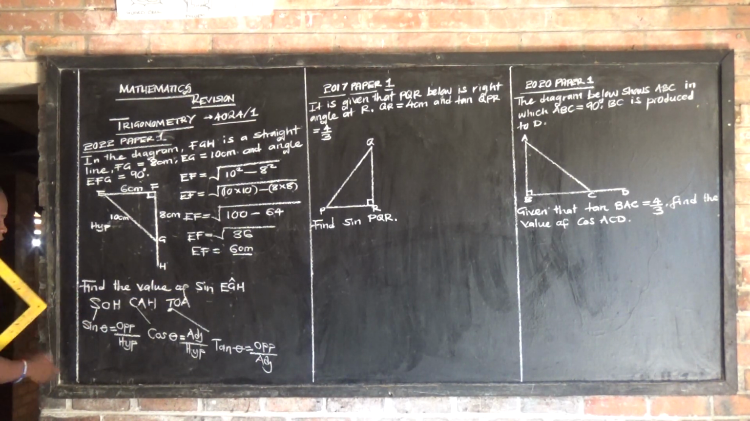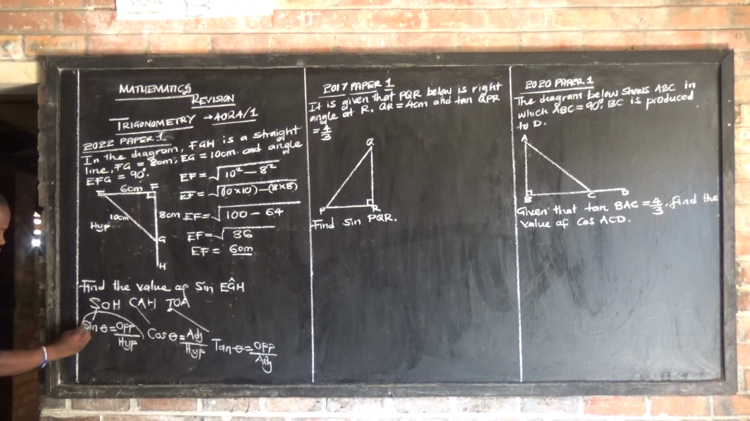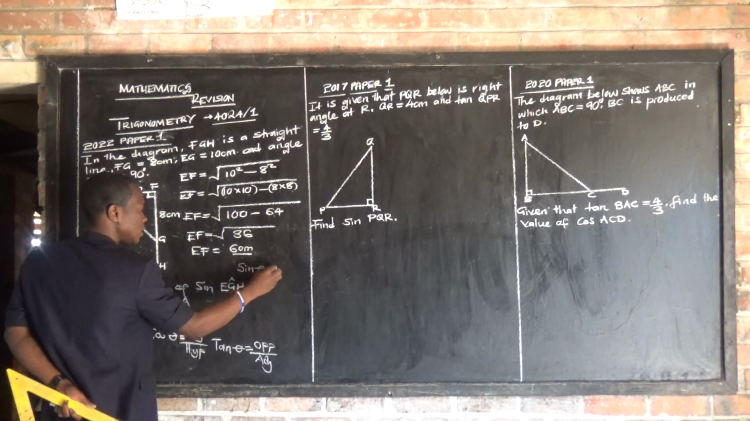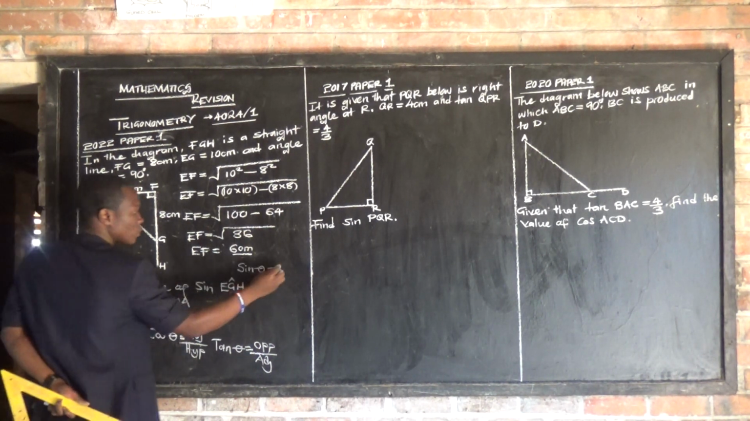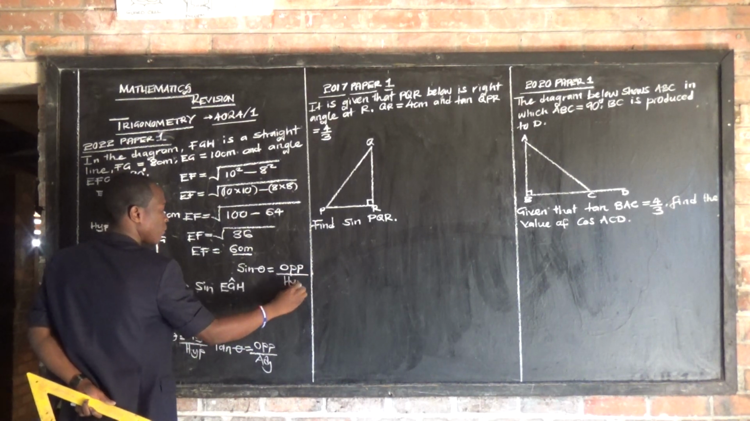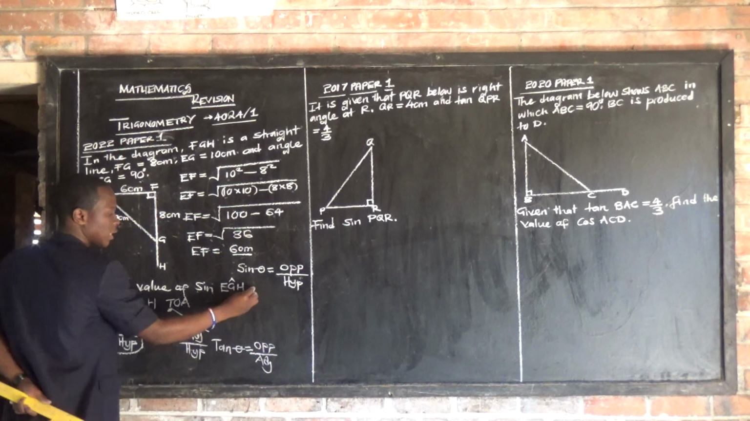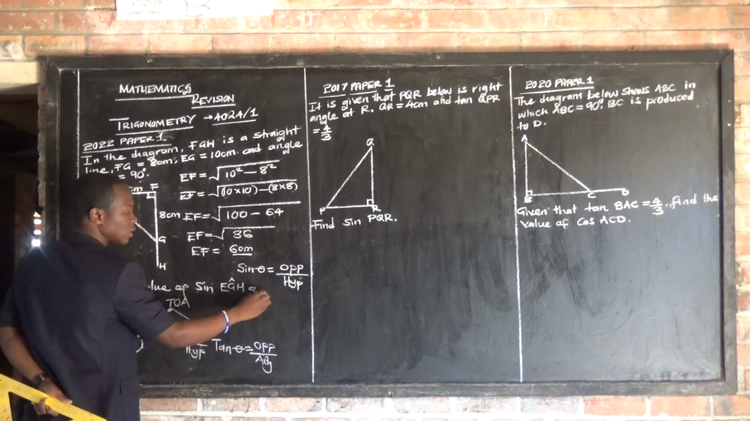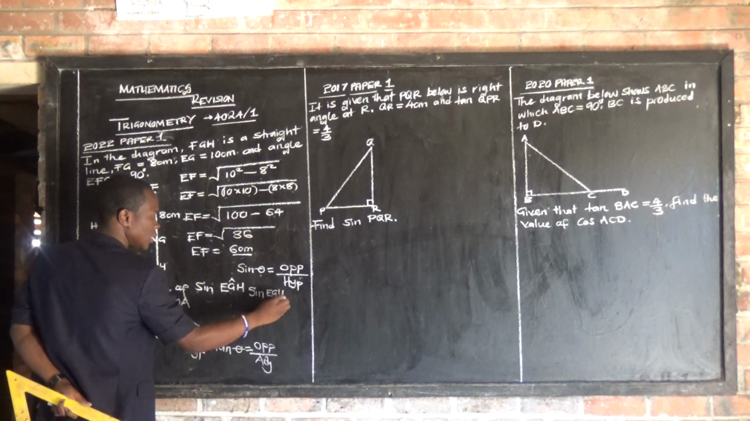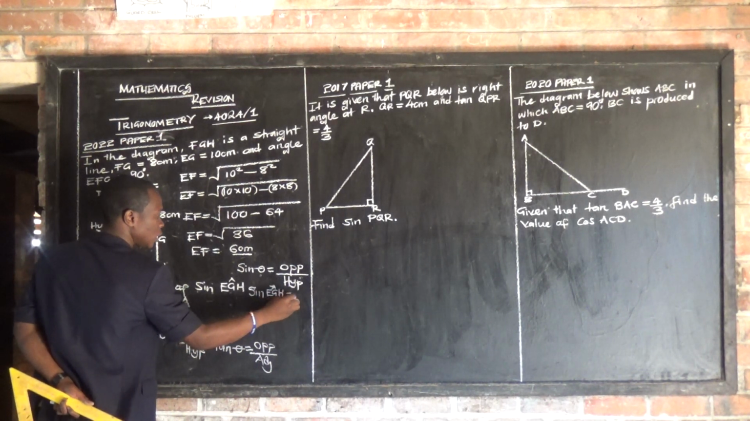So in this case, our question is saying find the value of sine, so we need to focus on this one. We're going to use sine theta is equal to opposite over hypotenuse. Take note. So we say sine, what we want is sine EGH, is equal to what is the opposite?